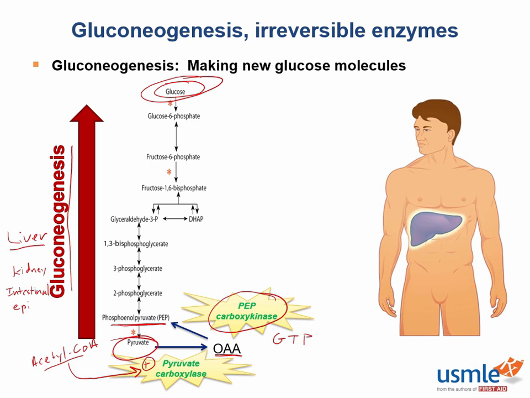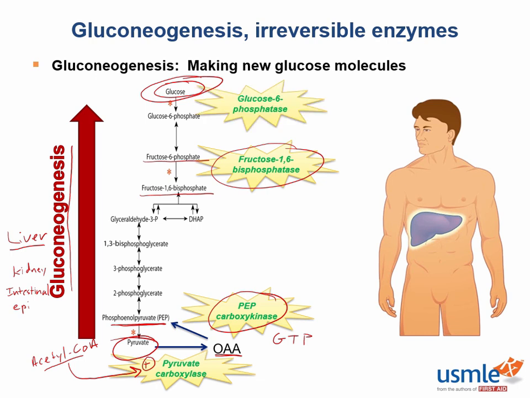Now for our next step in gluconeogenesis, fructose 1,6-bisphosphatase, which is the third irreversible enzyme here, converts fructose 1,6-bisphosphate to fructose 6-phosphate. And for our final step here, glucose 6-phosphatase removes a phosphate from glucose 6-phosphate to form glucose, which is then free to be released into the bloodstream for the body to use.